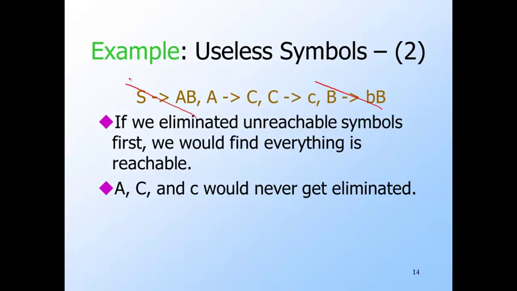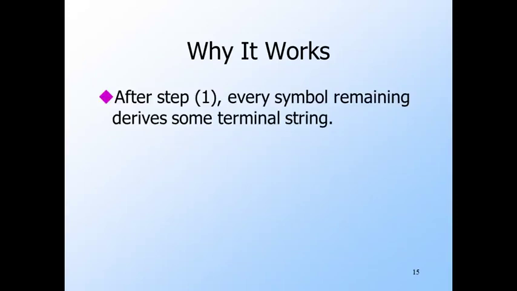Then, when we look for the symbols that do not derive terminal strings, we eliminate only B. That leaves the productions A goes to C and C goes to little c, these guys, which should not be there because A, C, and little c are useless. Here's why first eliminating variables that don't derive terminal strings is the right thing to do. After eliminating those variables, every remaining symbol is either a terminal or it is a variable that derives a terminal string.